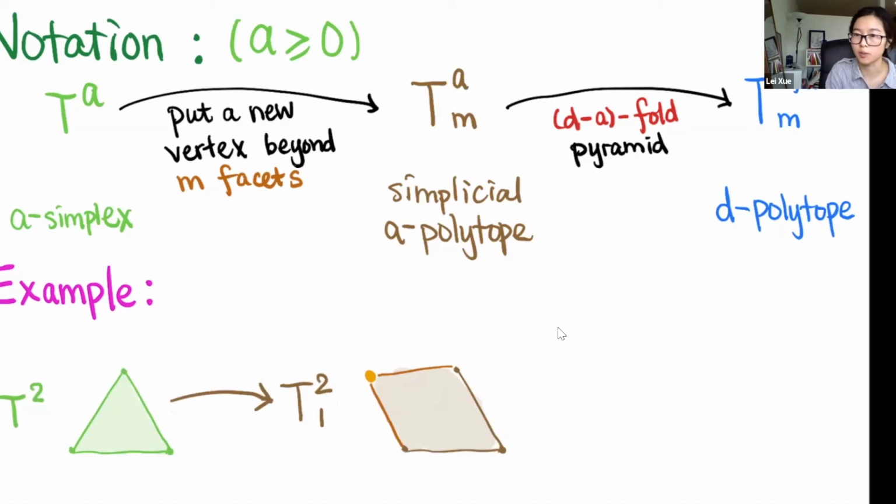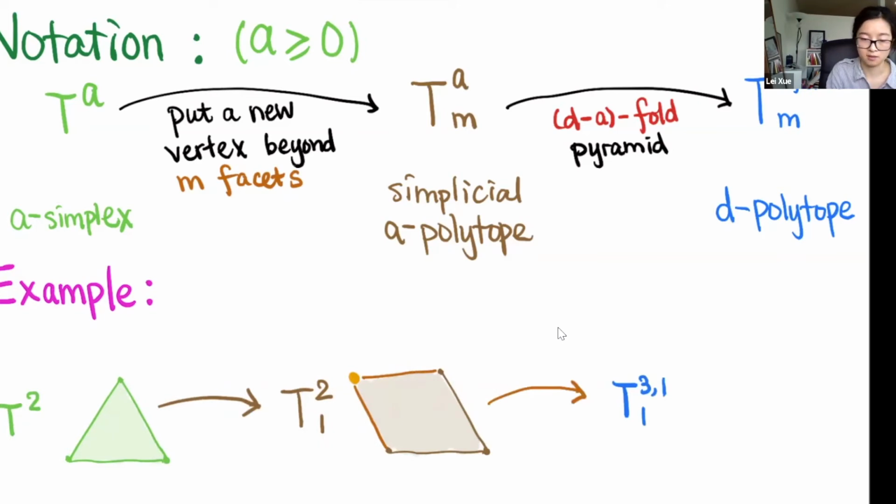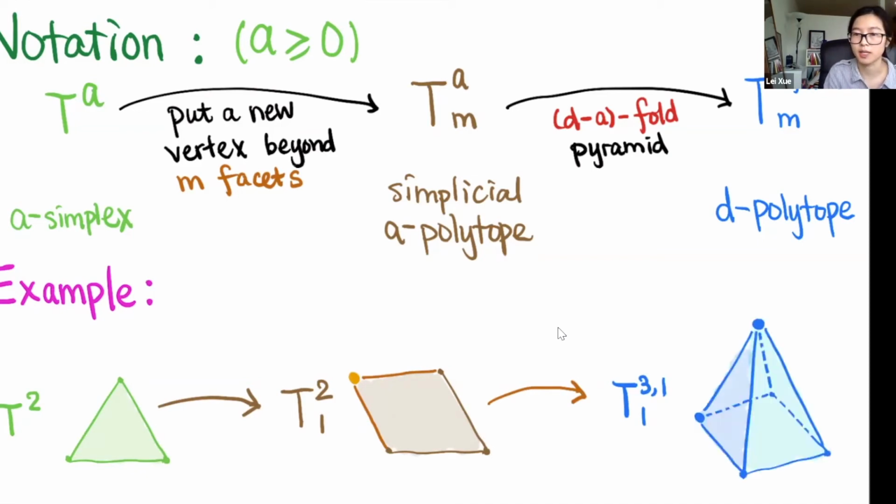This is T2,1. And then to get T3,1 sub 1, you just need to take a 1-fold pyramid, just cone over it. And this is what we get. There's actually one more step where we take the dual of this polytope, but I ran out of space, and you can try to see that coincidentally, the dual of this polytope, T3,1 sub 1, is itself. So yeah, okay.